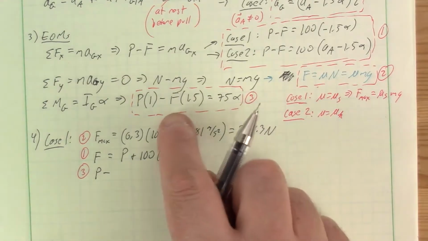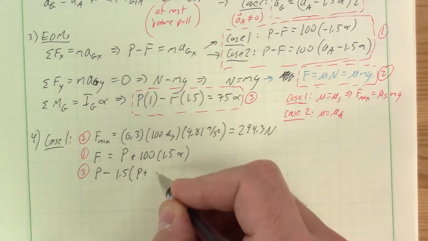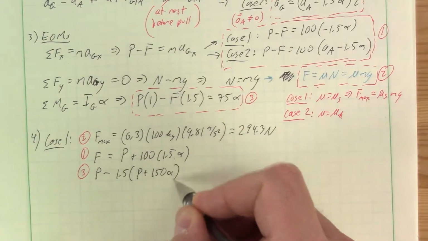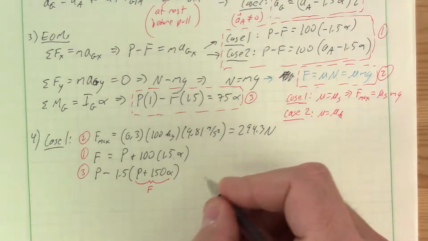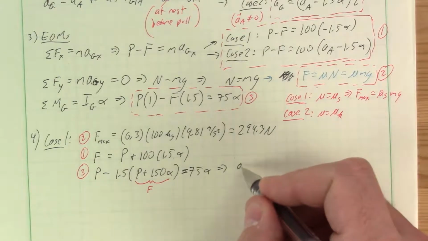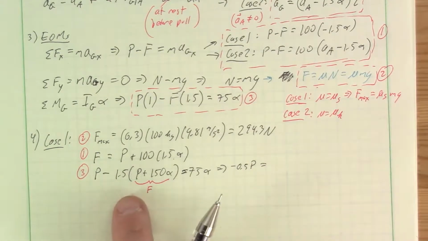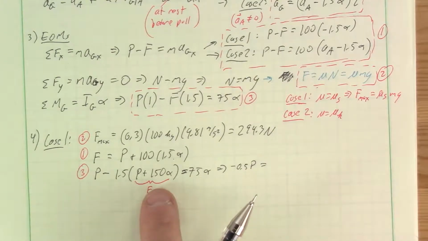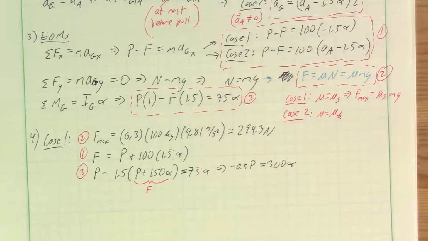P minus, now the friction force we can plug in this relationship. So this is going to be 1.5 times P plus 100 times 1.5 is 150 alpha. Okay, so this is just F. And that must equal 75 alpha. Okay, so we can solve this. This says, here we have P minus 1.5 P, so that's minus a half P, equaling, over on this side we have 75 alpha, and then we're going to add to it how many more alphas do we have. We have 1.5 of 150, so that's 75 more, so 225. We add that to the other side. 225 plus 75 gives us 300 alphas. Pull all the alphas to that side, you get 300 of them.